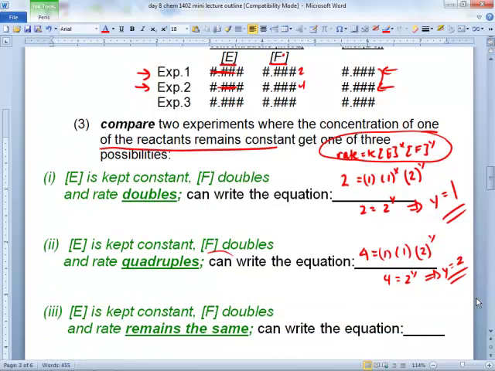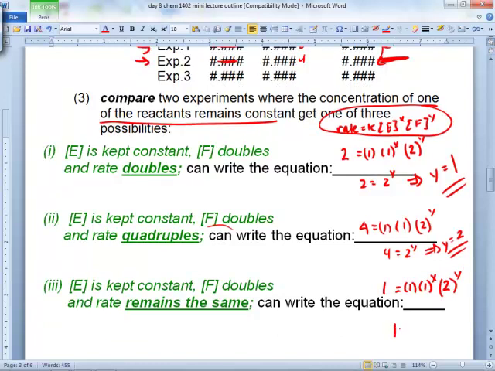And there's one last possibility here. The rate remains the same. So you compare these two numbers. It's the exact same rate. So what number would you put in for the rate? A 1. Yeah, it didn't change. Okay. A 1 in for the K. E didn't change. But now F doubles. So 2 to the Y. So what this is looking like, 1 has to be 2 to the Y. My Y would have to be 0. Okay. That's the big game plan.